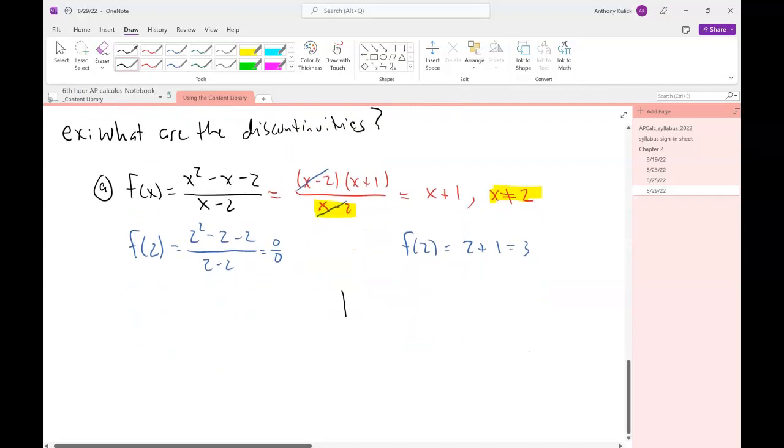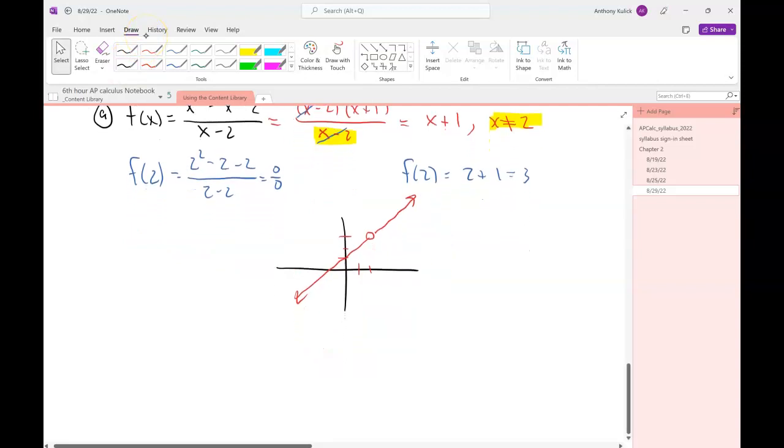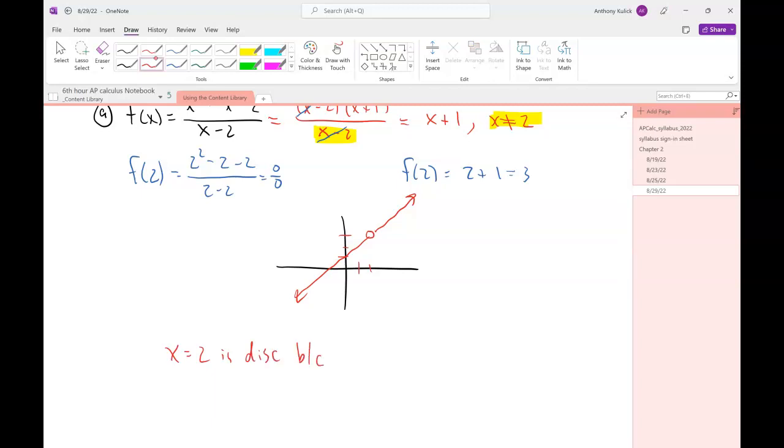So if I were to look at the graph of this, at the point 2, 3, there would be a hole, and then I'd have just my linear function after that. Is everybody okay with that? So what we could say here is that x equals 2 is a discontinuity because x equals 2 is not in the domain of f of x.